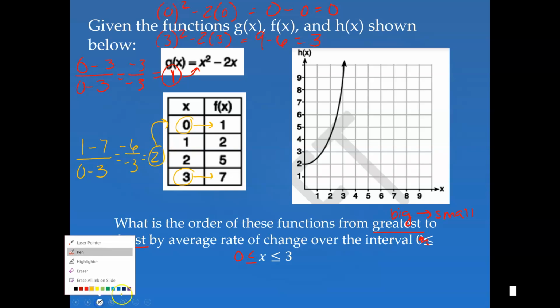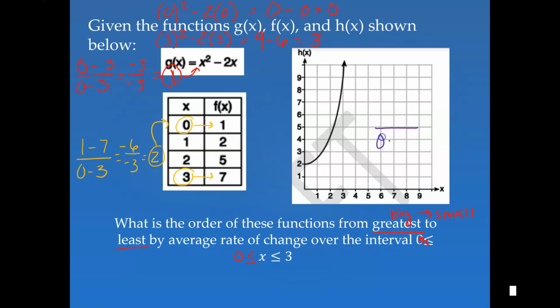All right. Now let's do the graph. So 0 and 3 are my denominator. Now we need to find their pairs. So when x is 0, which is right here, my y value is 2. Minus, when x is 3, my y value is, we're going to say 9. So 2 minus 9 is negative 7. And then 0 minus 3 is negative 3. Well, that can only reduce down to 7 over 3.